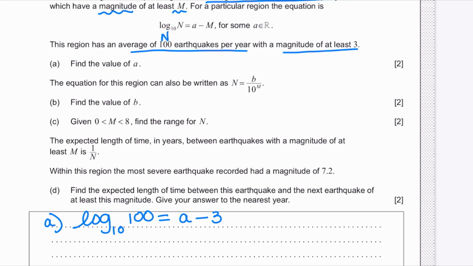Now, this is something that you can put into your calculator. If you don't know what the log base 10 of 100 is, which the answer is 2, because this means 10 to what power is 100.